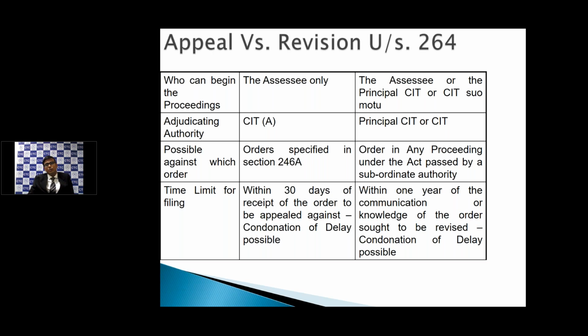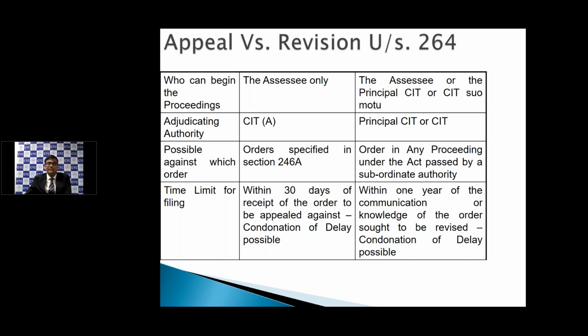Lastly, as we compared 263 with the reassessment under 147, for 264 I have summarized a table comparing it with the appeal proceeding, because it's an alternate remedy. The various parameters on which I have compared: who can begin the proceeding. 246A, naturally, the first appeal is only by the assessee, but in 264 it can be either suo motu or by the assessee. The adjudicating authority in appeal is CIT appeal. Here it is Principal CIT or CIT. Possible orders: appealable orders, there is a long list given in section 246A, which is an exhaustive list. Only those orders are appealable.